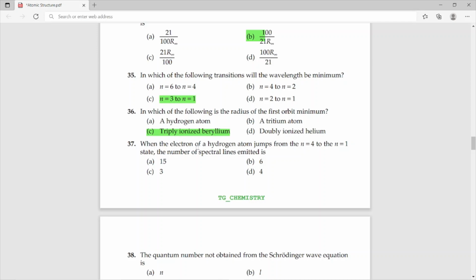Next comes: when the electron of a hydrogen atom jumps from n equal to 2 to n equal to 1 state, the number of spectral lines emitted is, what are the number of spectral lines that will be emitted during that transition or jump? For this one, the right answer is option B, that is 6. We will have 6 lines.